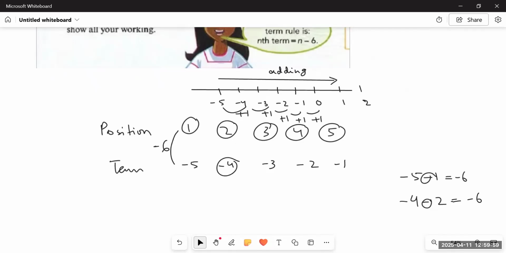1 minus 6 is equal to -5. 2 minus 6 is equal to -4. 3 minus 6 is equal to -3. So yes, Zara is correct. So we have completed up to question number 7.